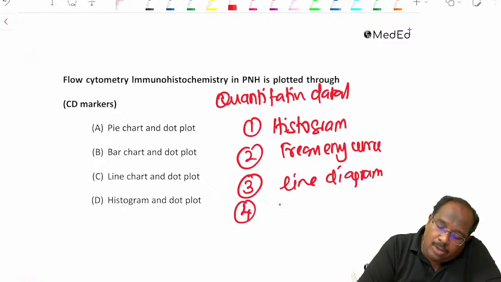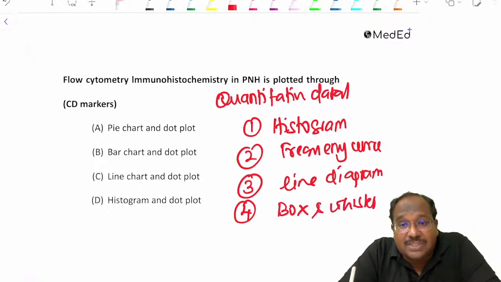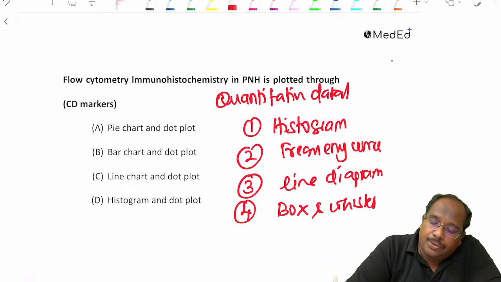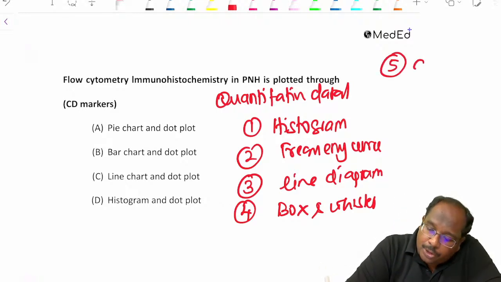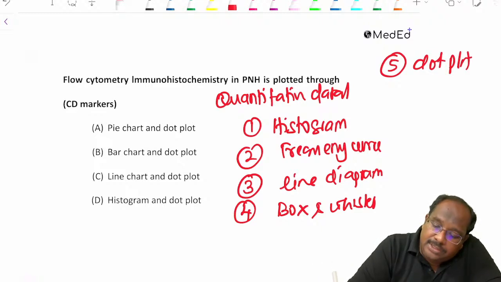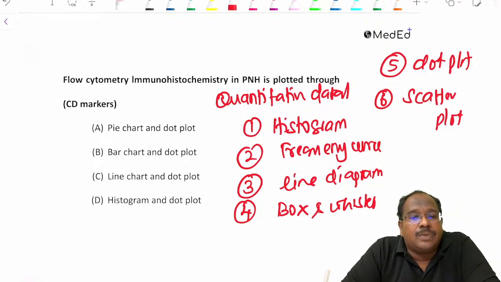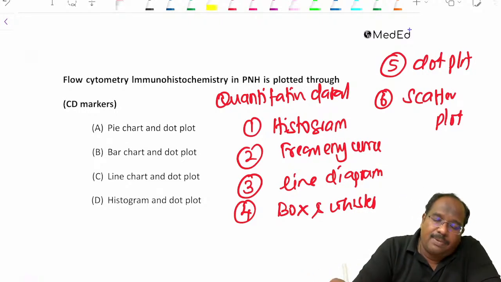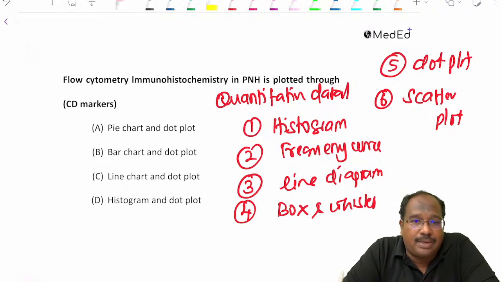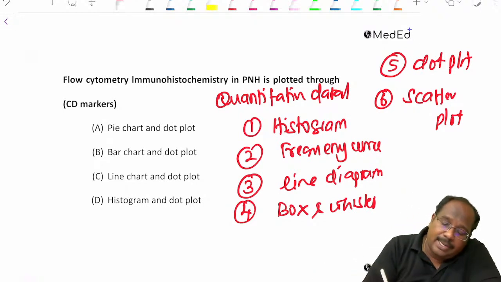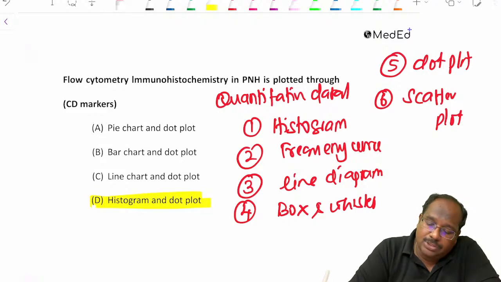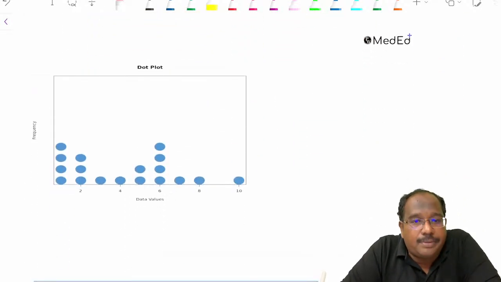Box and whisker plot we can use, dot plot you can use, scatter plot you can use. Now tell me, among these, which are the graphs present here? Line diagram may not be better, because a line diagram means that time has to be there. For quantitative data the better answer will be histogram and dot plot. This is a dot plot.